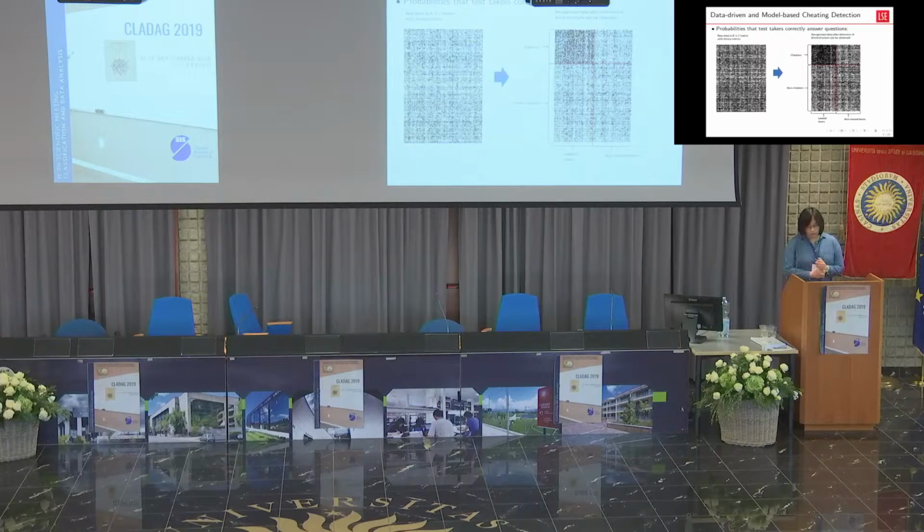So the left panel is just the data, and the right panel is our aim. We want to detect this darker rectangular area, which means the item response probability to the leaked questions is much higher for cheaters than for non-cheaters.